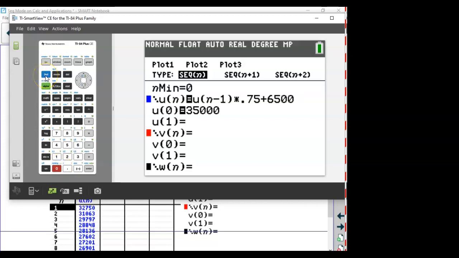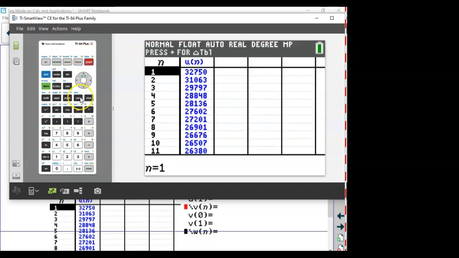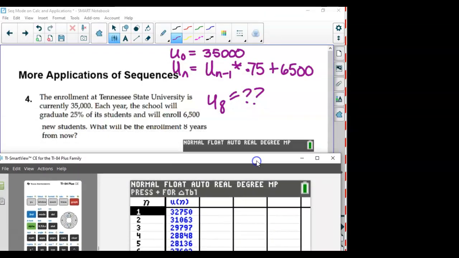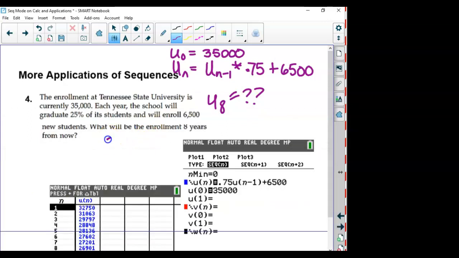Now if we go to the tables, anybody need more time? Go to the table. This is kind of nice because you don't have to set up a window, right? Everybody's table's counting by ones. If your table was not counting by ones, you would have to set that up under second window, tell it to count by ones. So after 1 year, this is the student population, okay? After 2 years and so on. So after 8 years, we're at 26,901, okay? So the answer to the question, 8 years from now, is 26,901.